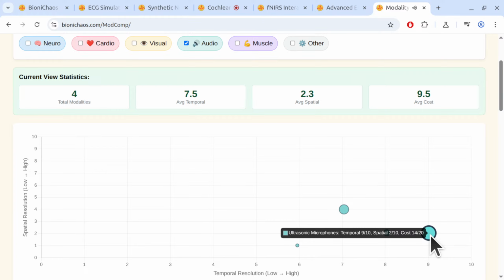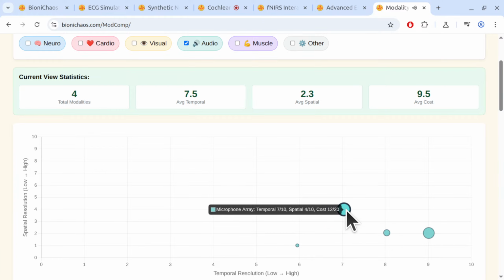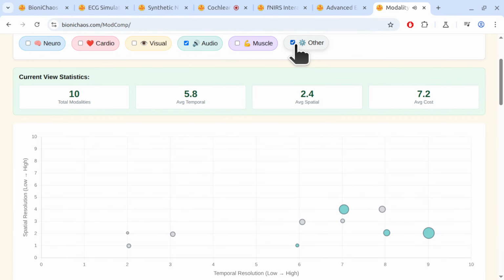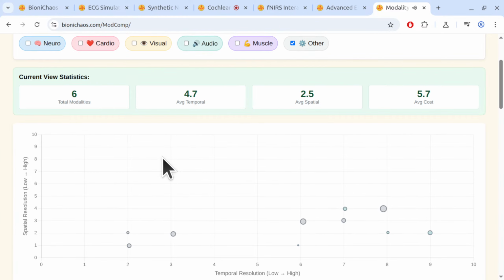Spooky. Okay, last category, other modalities. The miscellaneous drawer of sensing. Sort of. You've got GSR, galvanic skin response, or electrodermal activity, basically measuring sweat on your skin. Very slow, 2 temporal, minimal spatial, 1, cheap, 5 cost. But surprisingly useful for tracking stress, emotional arousal, how clammy your hands get. Essentially simple, but tells you something personal.